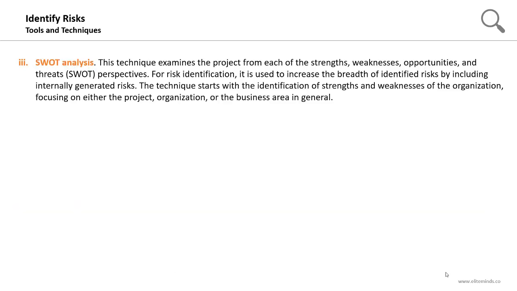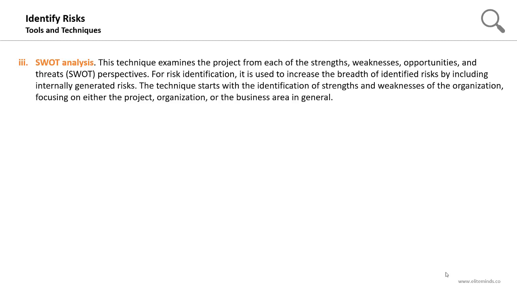SWOT analysis, a technique that's frequently used in strategic management and in risk identification as well. This technique examines the project from each of the strengths, weaknesses, opportunities, and threats. This is why it's known as the SWOT. S for strengths, W for weaknesses, O for opportunities, and T for threats. For risk identification, it is used to increase the breadth of identified risks by including internally generated risks.